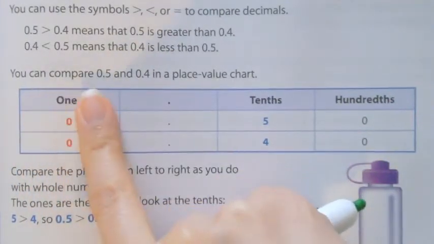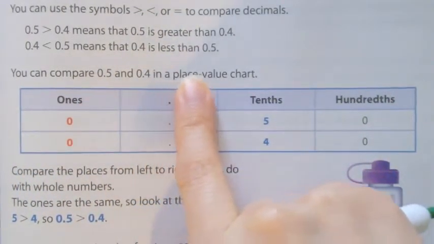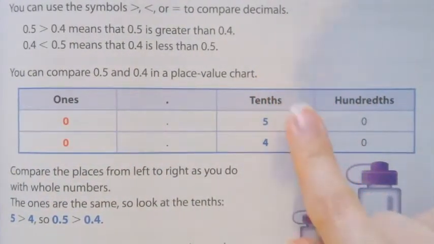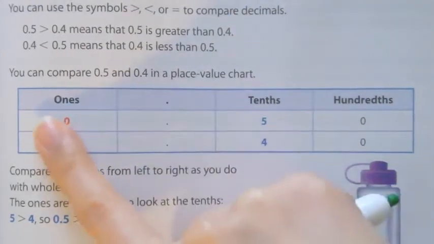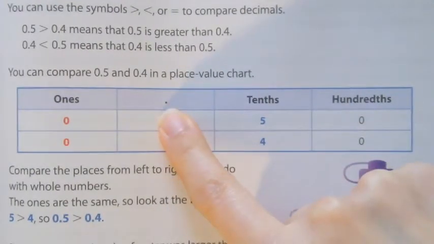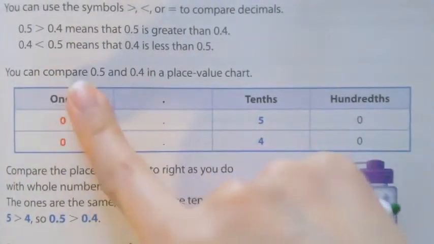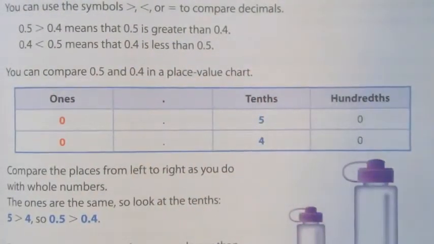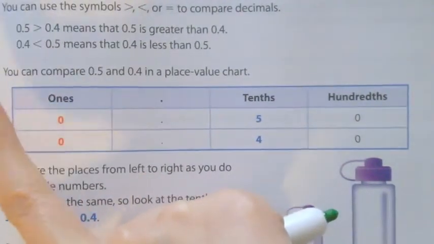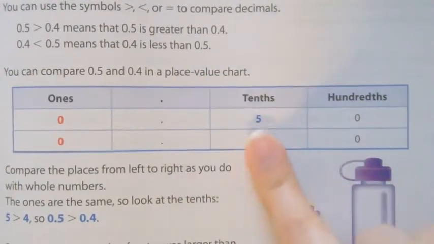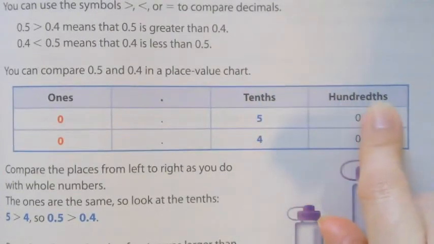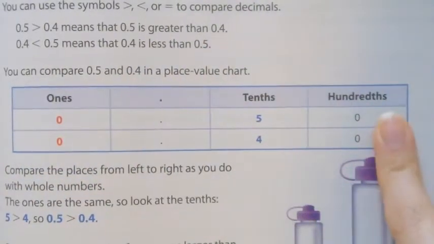All right, you can compare 5/10 and 4/10 in a place value chart. Again, this place value chart is very helpful, especially if you're not yet comfortable and memorized with the order in which we have our place value system. Okay, we know that the decimal separates our whole numbers and our numbers less than one whole. To the left of the decimal starts with ones, tens, hundreds, thousands, and so on. And then to the right of our decimal, we start with our tenths, hundredths, and so on. This is as far as we're going to go today, though.